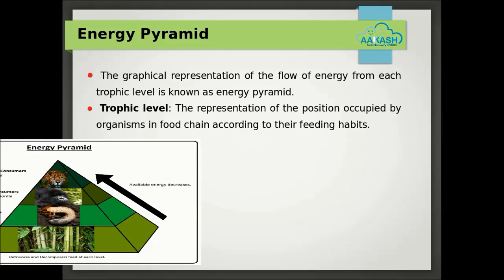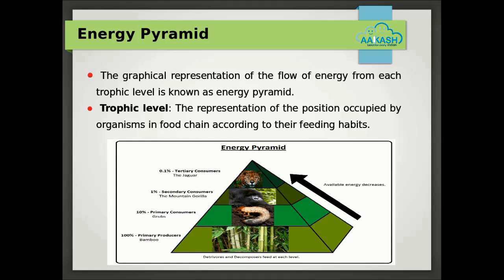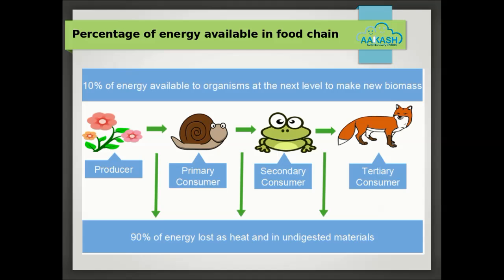Energy pyramid. The graphical representation of the flow of energy at each trophic level is known as an energy pyramid. It also shows how energy decreases and becomes less available for organisms as it enters each trophic level. Percentage of energy availability in the food chain. The diagram shows the flow of energy in the food chain of an ecosystem.